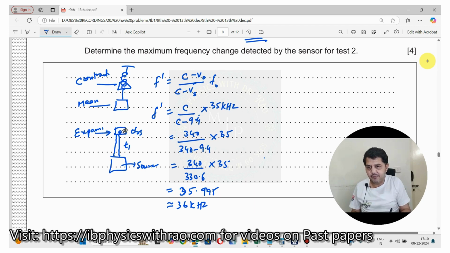Which means what? When the mass is coming like this and you keep the sensor here, then the frequency recorded by the sensor is 36 kilohertz, which means there's a frequency shift of 1 kilohertz when the sensor is considered to be present here. But if I consider sensor to be here, which means what? The signal has to travel this distance, it gets a shift of 1 kilohertz. When it has to reflect back, it has to get 1 more kilohertz of shift, which means the total shift here should be 2 kilohertz, right?